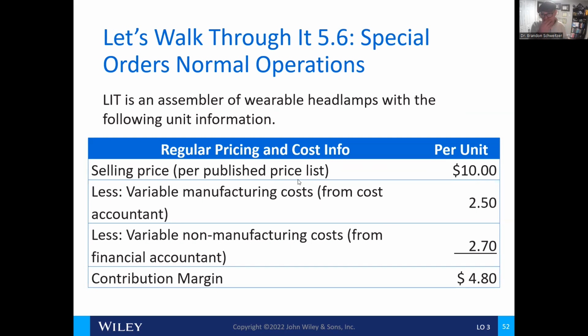Here we have an example of a special order situation. Our company manufactures wearable headlamps. This is very popular in mining and in some cases for hikers in dark situations. Our sales price per headlamp that we manufacture is $10. The variable cost is $2.50 per unit. Our variable non-manufacturing costs are $2.70, giving us a total contribution margin of $4.80.